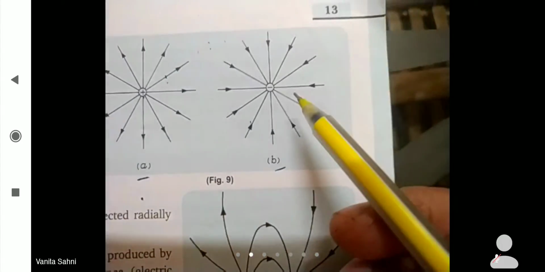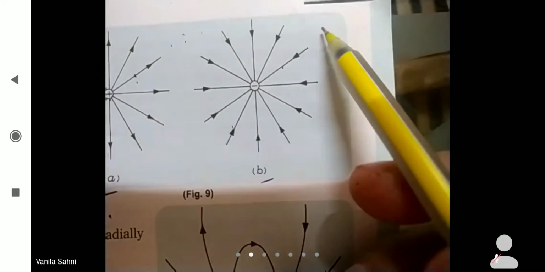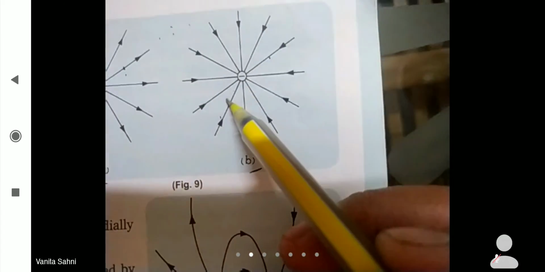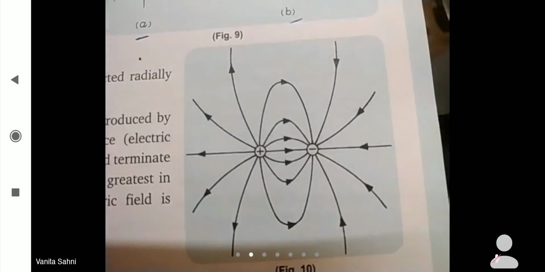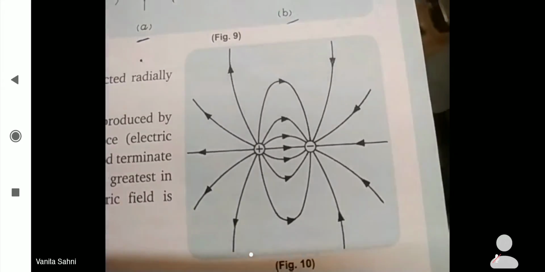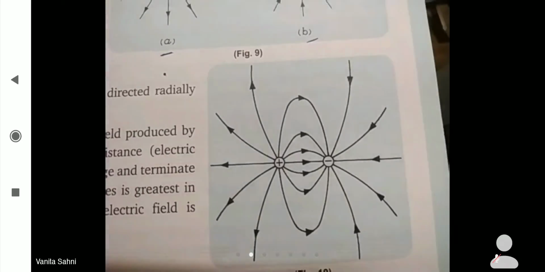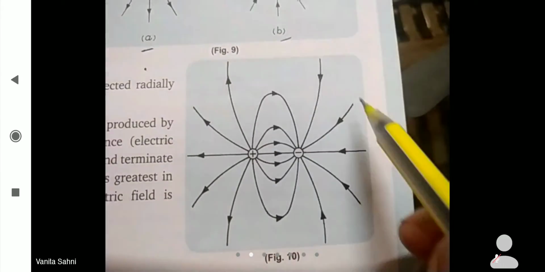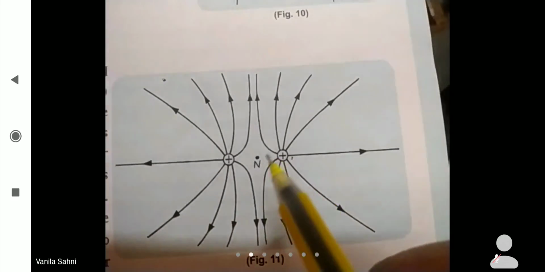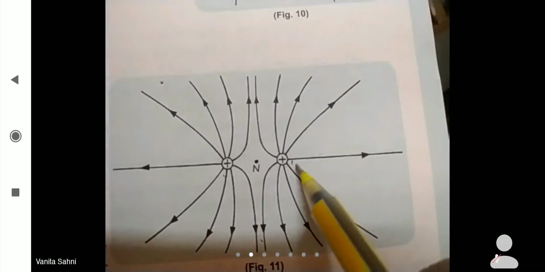Similarly, for negative charges, if a unit positive charge is placed, the negative charge will attract that positive charge. That's why lines of force are coming towards the negative charge. And for a dipole, we'll be studying dipole this year. Many articles we'll be dealing with the dipole. Dipole is a system of two charges, one positive, one negative, placed very close to each other. So these kinds of lines of force are traced for an electric dipole. And if two charges are of the same nature, then electric lines of force are like this. Why? Because these charges would repel each other.